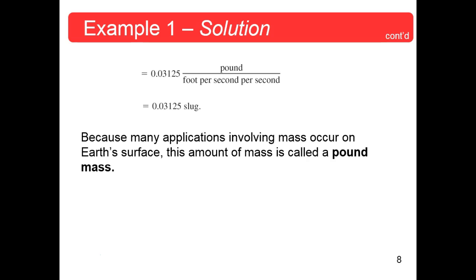Okay? Oh, there is something else said. Because many applications involving mass occur on the Earth's surface, this amount of mass is referred to as a pound mass. So if they ever use it, they're going to use that term rather than slug.